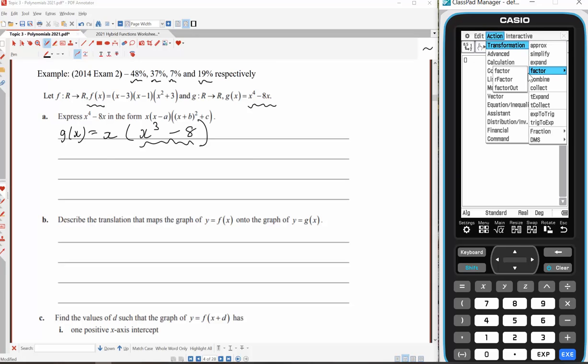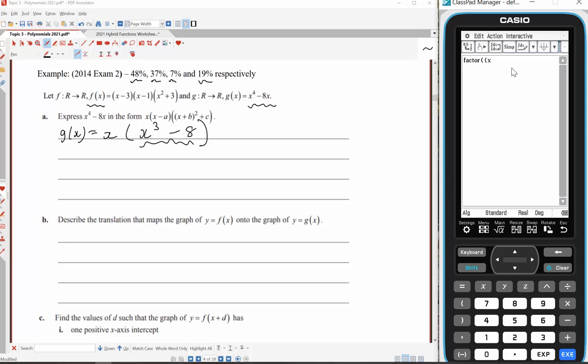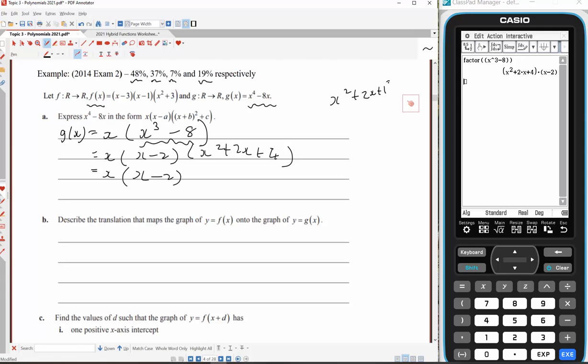Action, factor, x cubed take 8. Close. x take 2, x squared plus 2x plus 4. So what we got out of it is a trinomial, and we want that trinomial to be in this form, so all we do is complete the square on it to turn it into turning point form. That's going to be x squared plus 2x plus 1 squared take 1 plus 4.